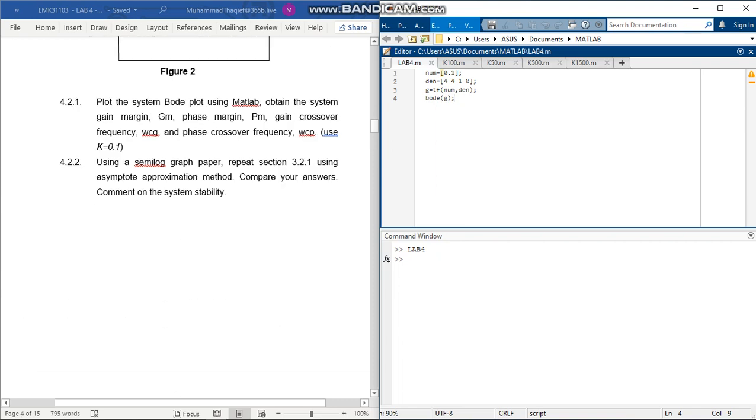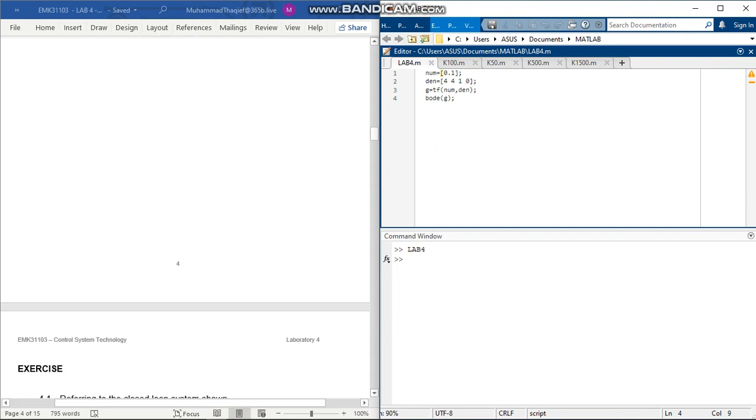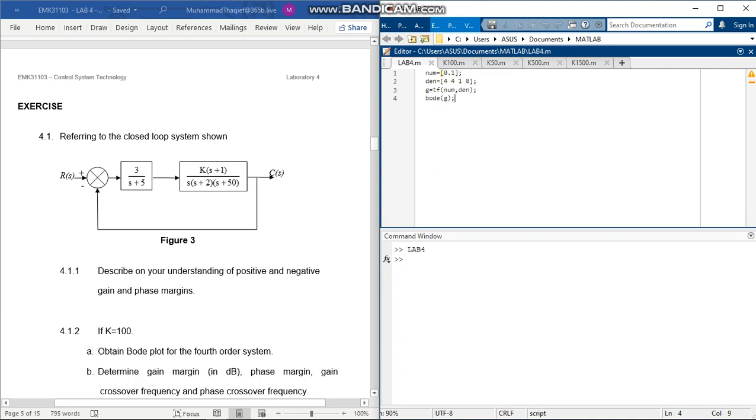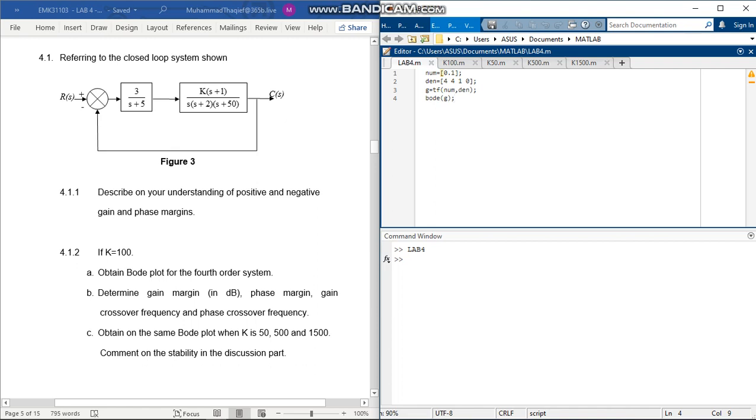So for 4.2.2, we use the same method, but for the manual one we will be using a similar graph paper. Okay, so we move to exercise 4.1, which is if K is equal to 100.